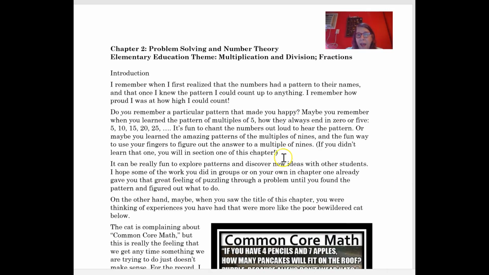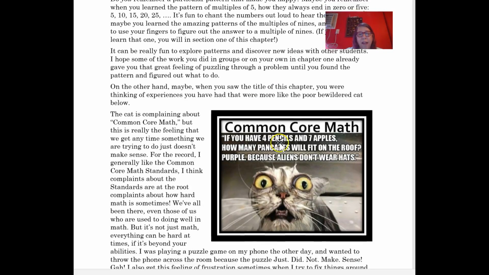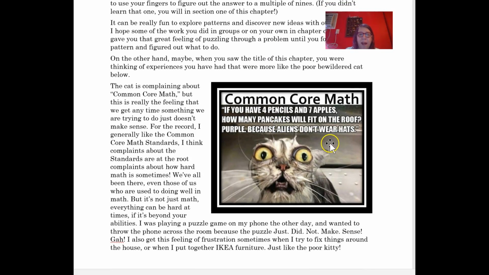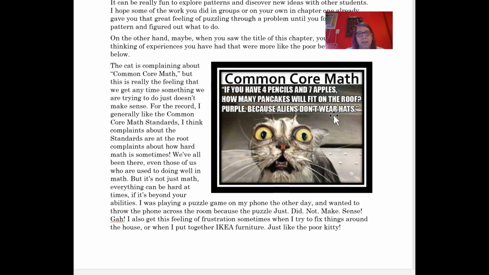But some of this stuff can get kind of scary, just like this poor cat here. I like the Common Core and Common Core math, but I also love the jokes about it, and this is one of my favorites. If you have 4 pencils and 7 apples, how many pancakes will fit on the roof? Purple, because aliens don't wear hats. This is so typical of the kind of utter panic some of us can feel when we're hit with a tough problem to solve that we can't solve, that makes no sense.